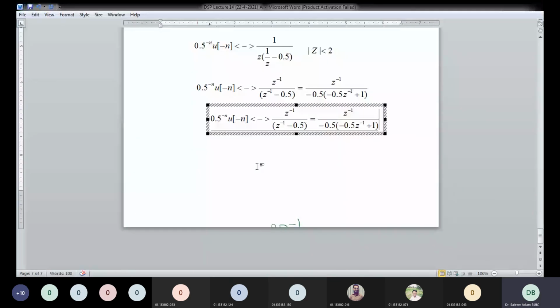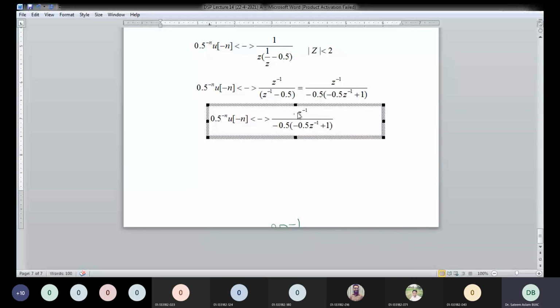Yes, sir. And then if you take this -0.5 up, it would be -2. So let me write it. So I can write -2 up, this -0.5 will be gone from here, and I can write this 1 minus 0.5 z inverse. Now it is in standard form.